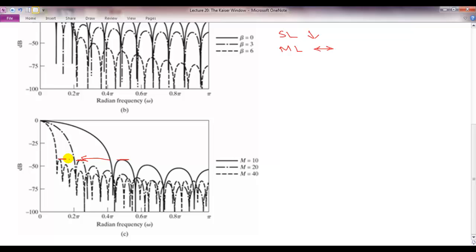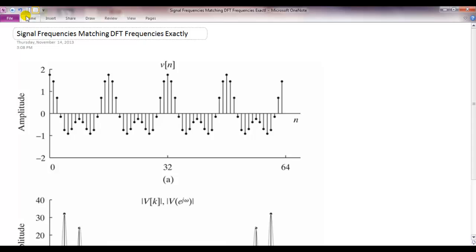If you remember these principles, you should have no trouble picking the right window, or at the very least picking the right length of the window to match the spectral resolution that you are after. So that is about all that we have to say about windowing.